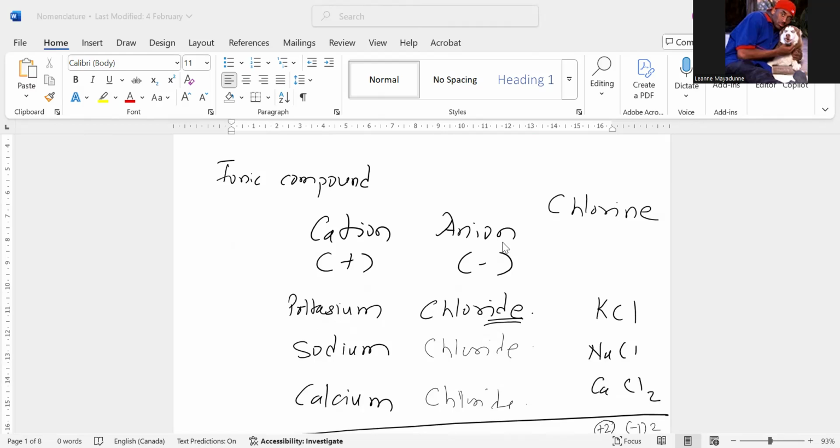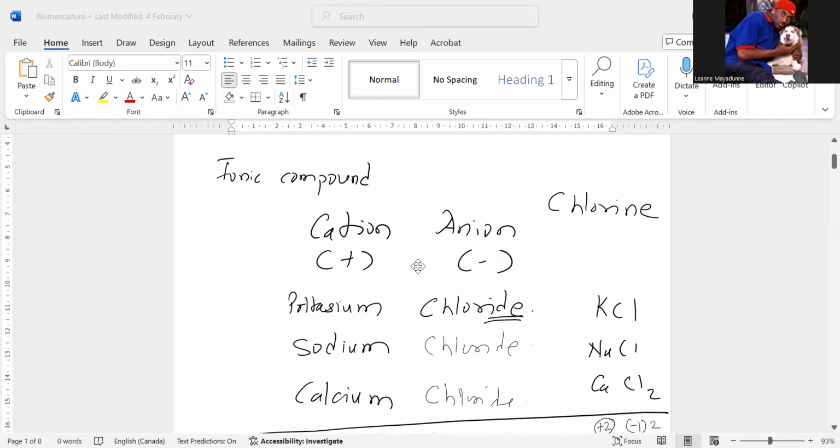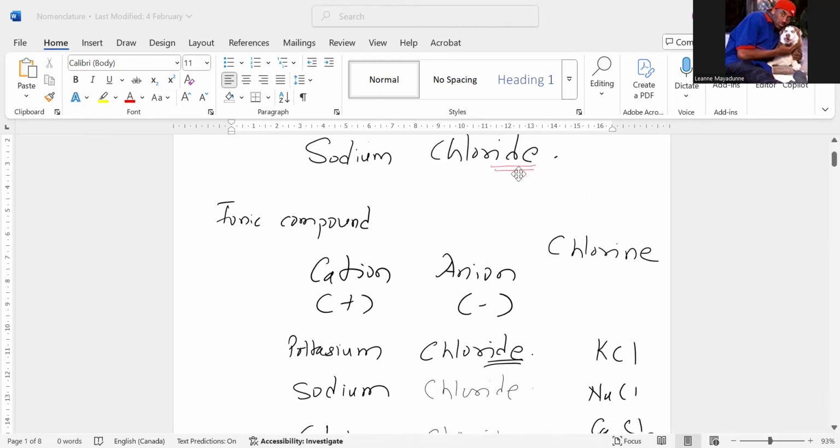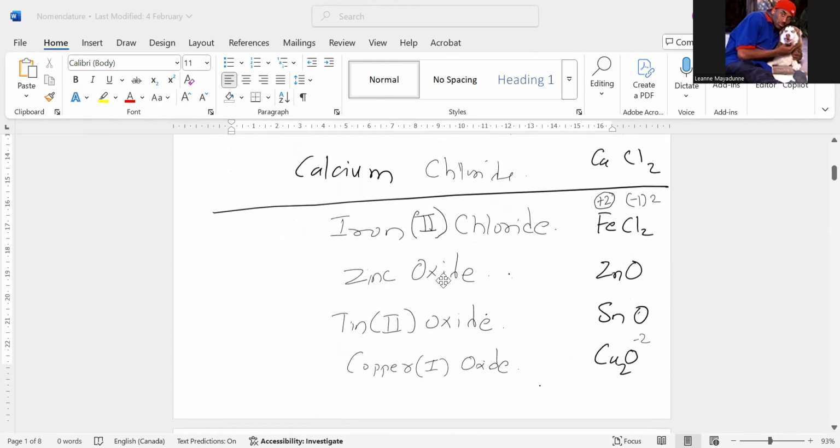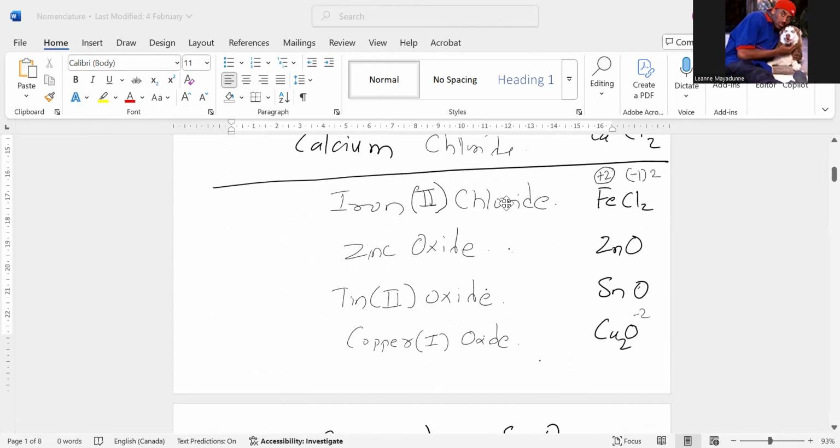Okay, I'm done. So is this simple? Based on the sodium chloride example, you need to remember cations first, anions later. The anions will end with IDE. Can you write down this? Iron chloride, zinc oxide, titanium oxide, copper monoxide.